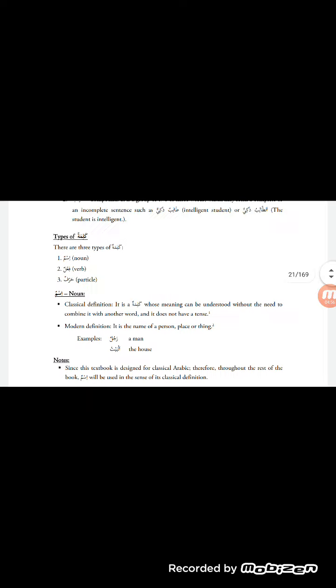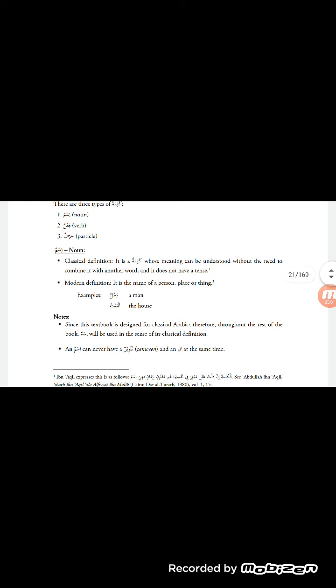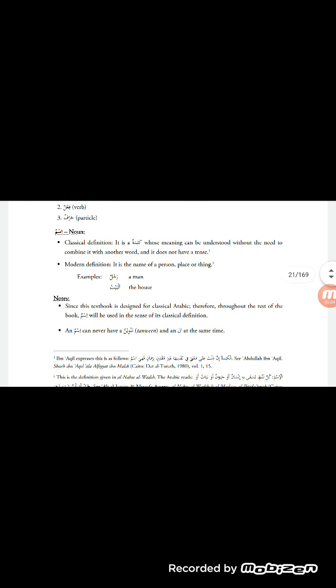Types of kalima. There are three types of kalima: ismun, noun; fi'lun, verb; and harfun, particle. Ismun, noun. Its classical definition: it is a kalimah whose meaning can be understood without the need to combine it with another word, and it does not have a tense. Modern definition: it is the name of a person, place, or thing. For example, rajulun, a man, al-baytu, the house.